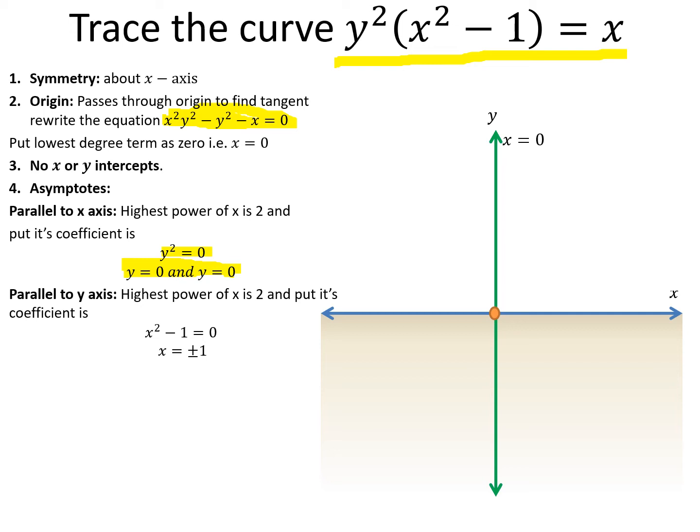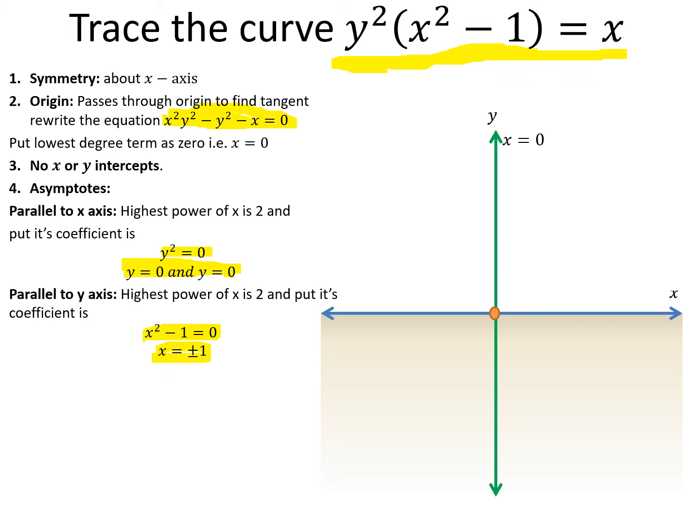Okay, now find out the asymptote parallel to the y-axis. So we have to find the highest degree of y. So in the curve equation, the highest degree of y is 2 and its coefficient is x square minus 1. So we have to put x square minus 1 equal to 0. By this we will get either x equal to plus 1 or minus 1. Now we will draw all these three asymptotes on our xy plane.